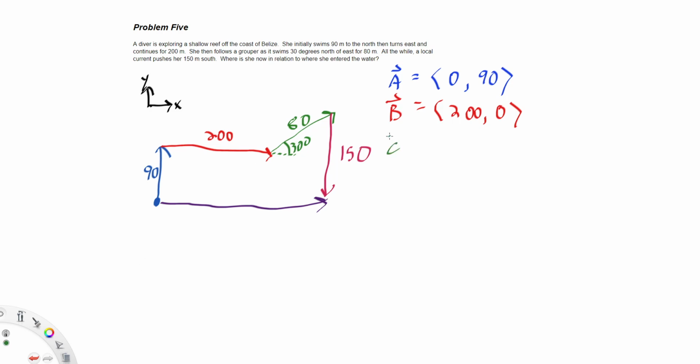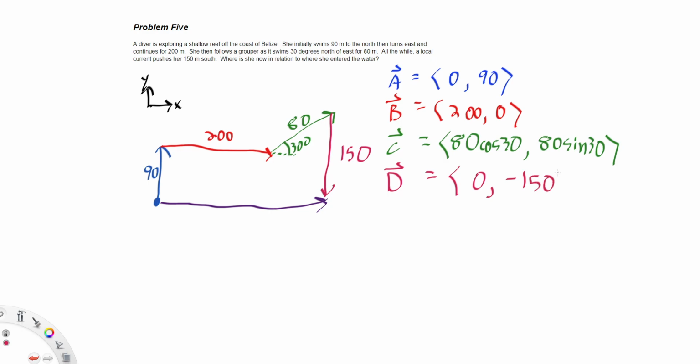The third leg of our journey is 80 cosine 30 in the x direction, 80 sine 30 in the y direction. I assume by this point everybody is comfortable breaking up vectors using sines and cosines. If you're not, please call out. We will go over this in more detail. And then our last leg is due to the current pushing us around, and it's 0 in the x direction, and it's minus 150 in the y direction.